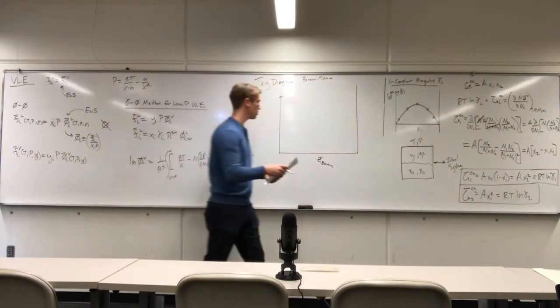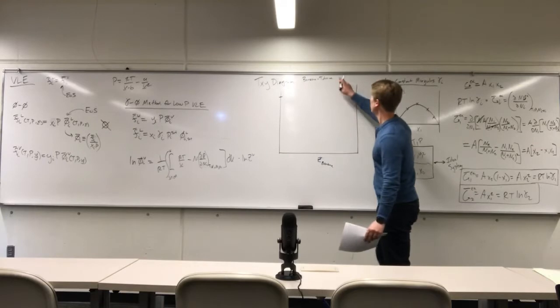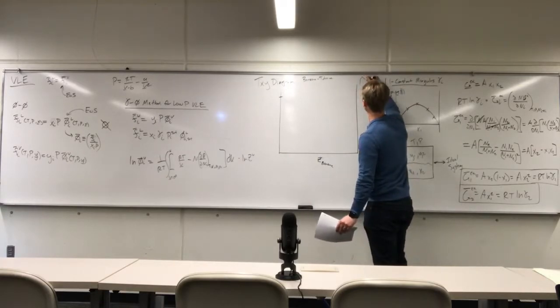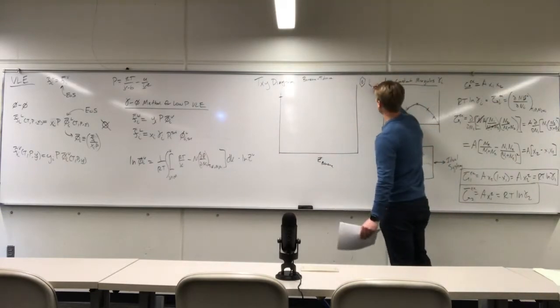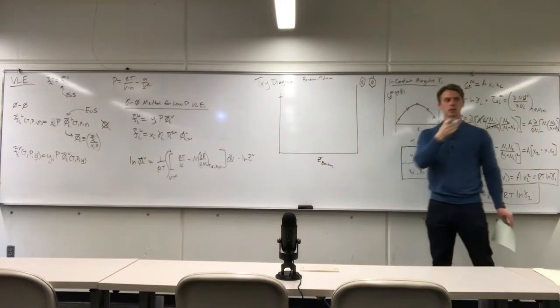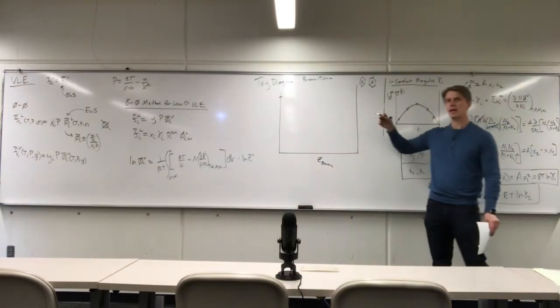Now what this allows us to do is if we have a mixture of benzene and toluene, right? Benzene, I think everyone knows what benzene is. Toluene is benzene, but with a methyl group attached to it. Which of these two has a higher boiling point?